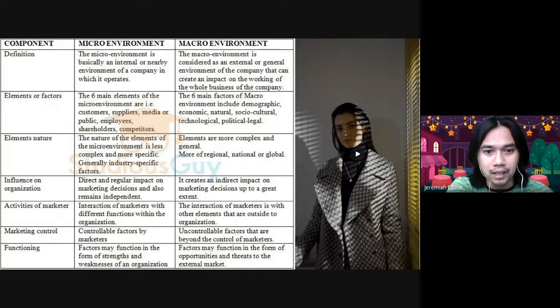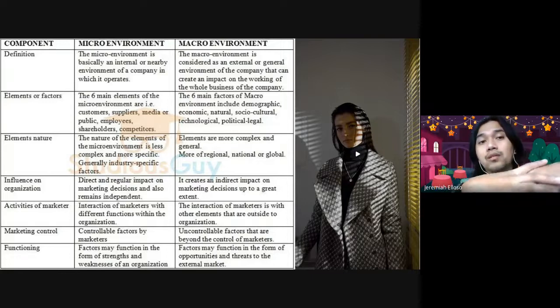macro environment, the interaction of marketers is with other elements that are outside the organization. So, pag micro environment, inside lang siya, ang macro, outside. Okay, ganun lang kasimple. In terms of marketing control, microenvironment is controllable. So bakit controllable?